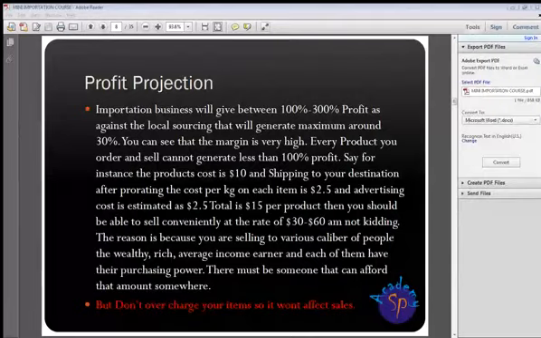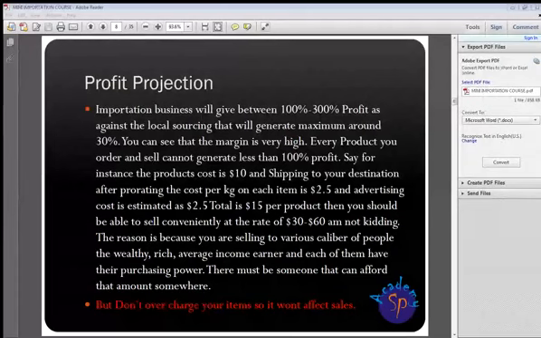All right. So you should be able to sell between $30 to $60. And this is the reason: because we are selling to various calibers of people, the wealthy, the rich, the average income earners, and each of them have their purchasing power. There must be someone that can afford that amount somewhere.